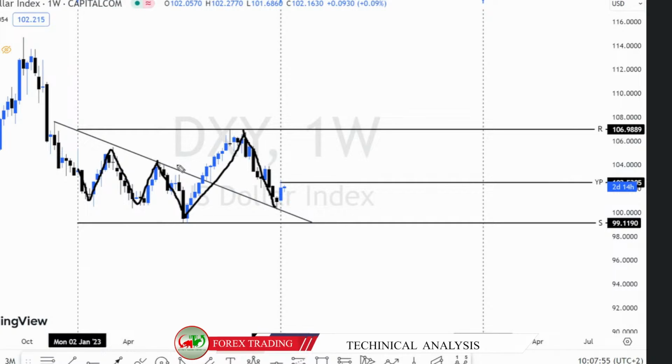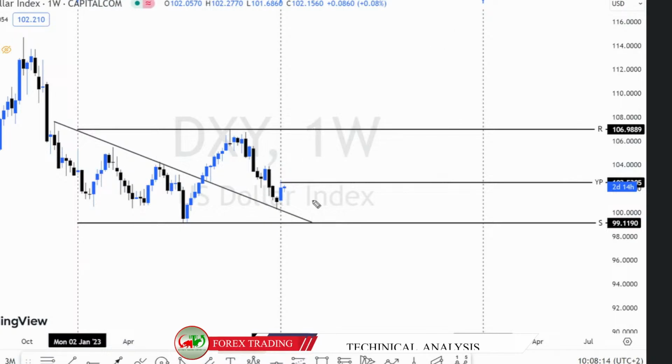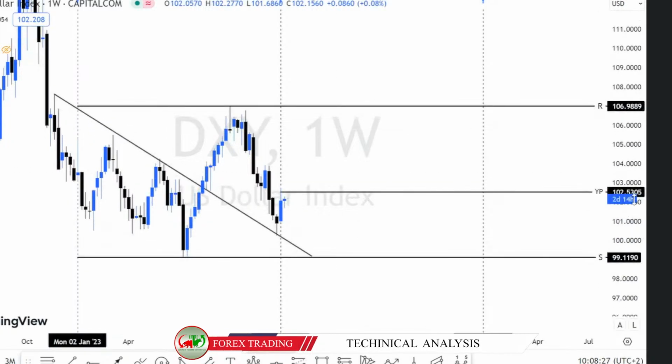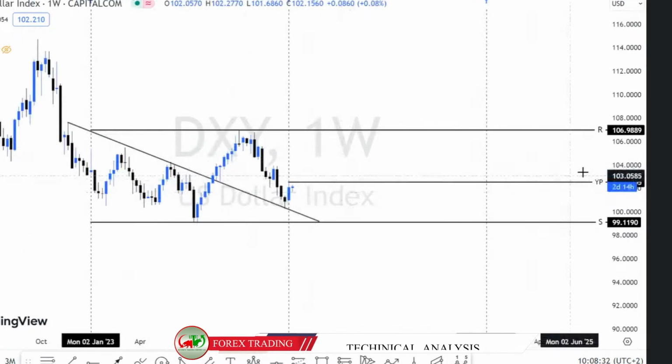It could be possible that this is going to be our first higher low, because this is the low. And if that happens, we could see the dollar continuing its uptrend for 2024. But the problem is, you see that we have this yearly pivot point of 2024 around $102.5, and the market is still trading below this yearly pivot for 2024.